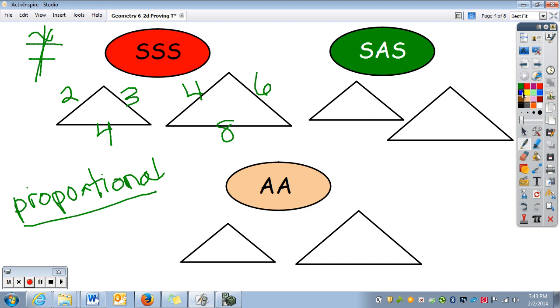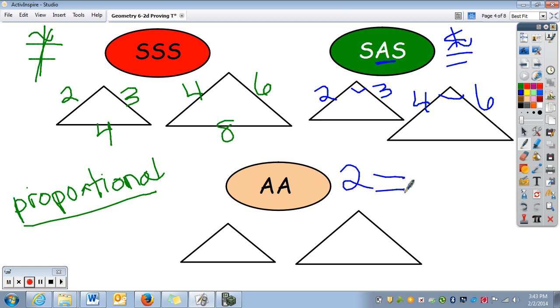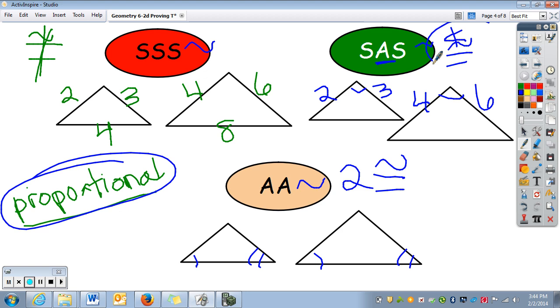So side, angle, side, we could have proportions like 2 to 4, 3 to 6. They have the same proportion. The angles are congruent. They have to be. So that angle is congruent to that angle. So angle, angle means you need 2 congruent angles. So these 2 are congruent, and then maybe these 2 are congruent. Then they are similar by angle, angle. So these are similar by side, side, side, and these are similar by side, angle, side. Again, the sides mean they are proportional. Angles are congruent.